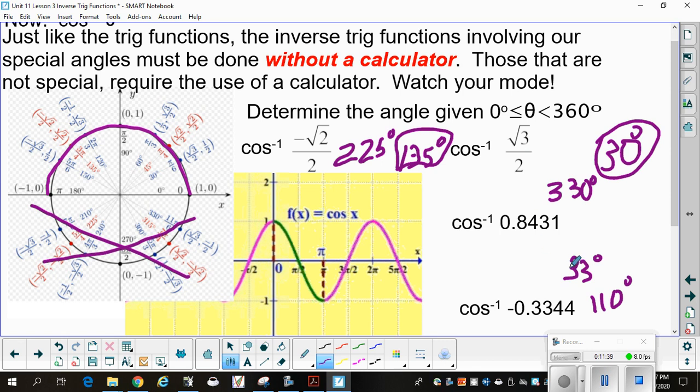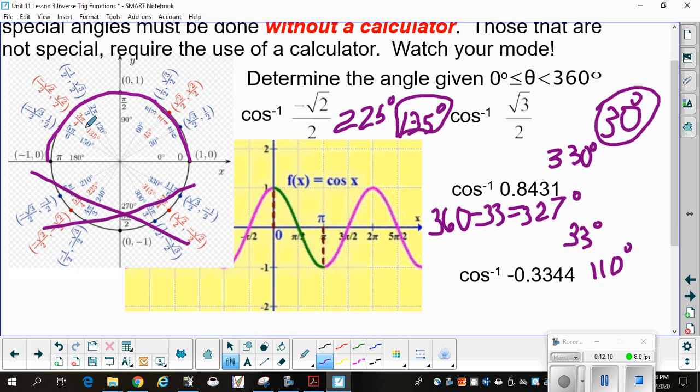For 33, how do I find where else? Since it's positive, I know I'm in the first quadrant or the fourth quadrant. So I'm going to do 360 minus 33, and that's going to give me 327 degrees.